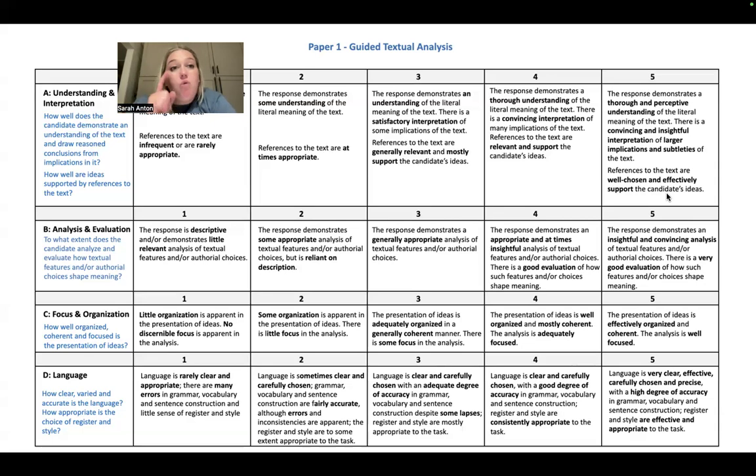And so how well you do that, if you mention them and you discuss them, you're probably going to end up in the 3 to 4 range, right? If you do it well, if there's a very good evaluation of the features and how the choices shape the meaning, you're talking about a 4 to 5, okay?